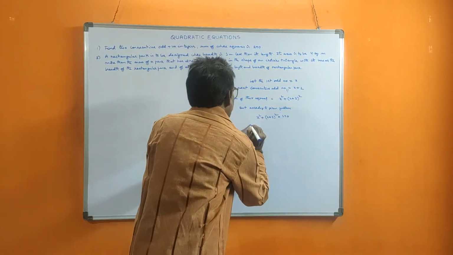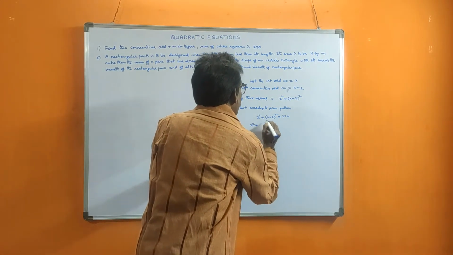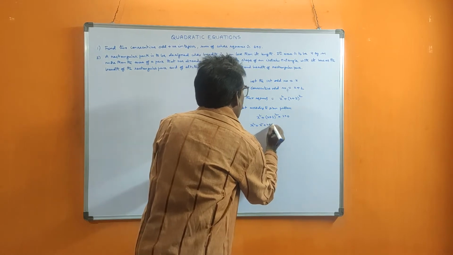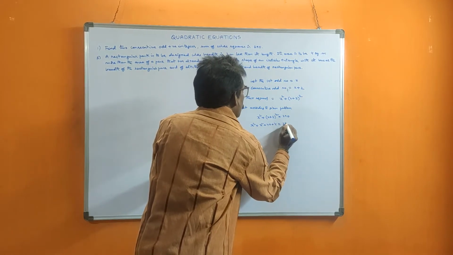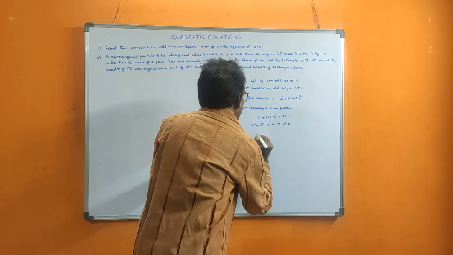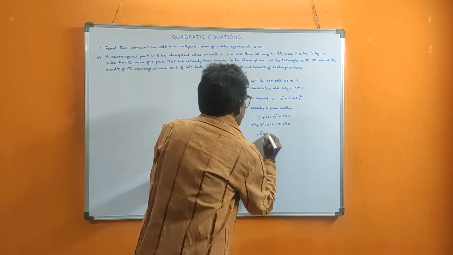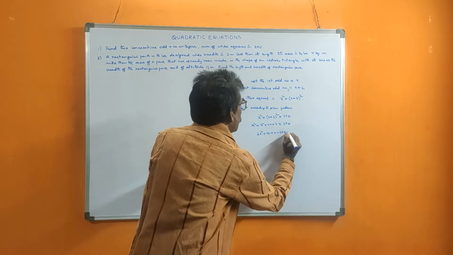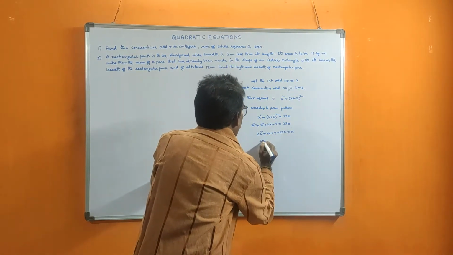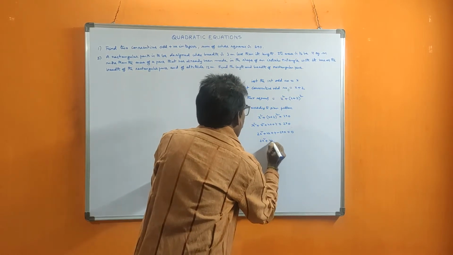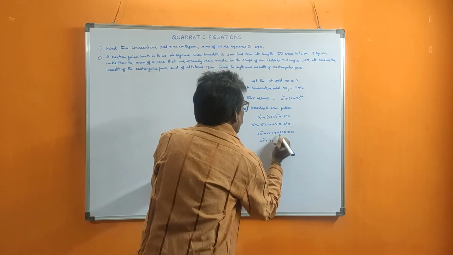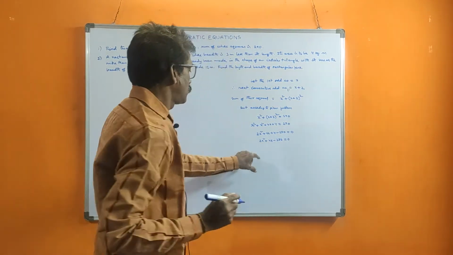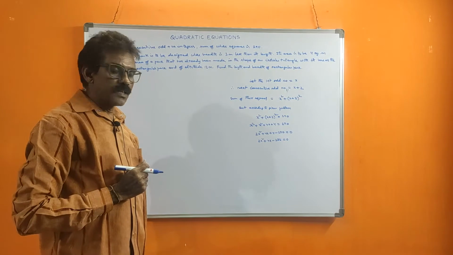Now you expand. x square plus, this is (a plus b) whole square: a square plus 2ab, that is 2 into x into 2 means 4x, plus 2 square is 4, equals 290. Now x square plus x square is 2x square, plus 4x plus 4. Bringing 290 to this side, the other side is 0. So 2x square plus 4x minus 286 is equal to 0. This is the standard form of a quadratic equation.